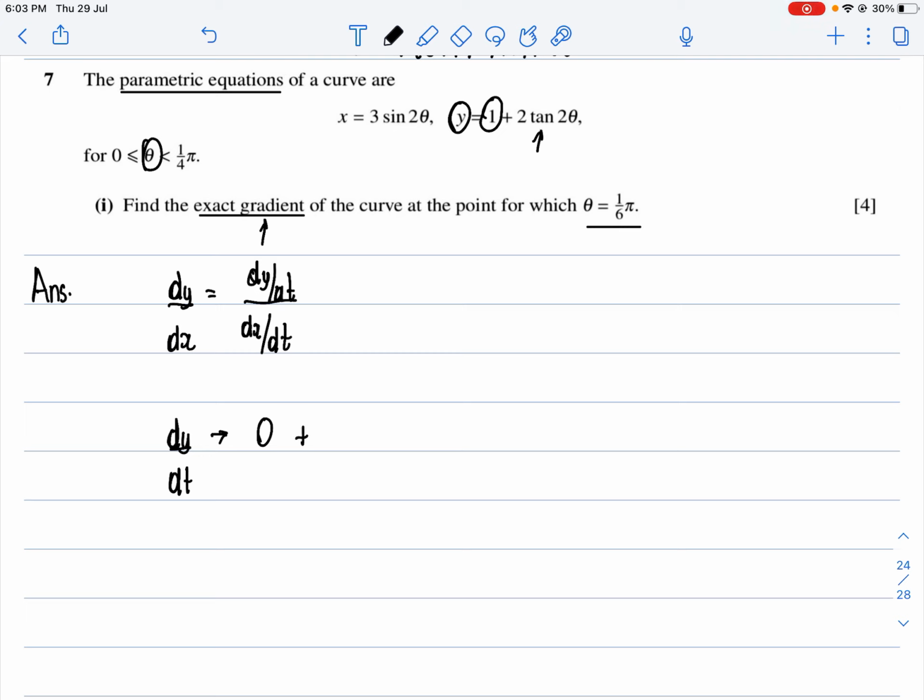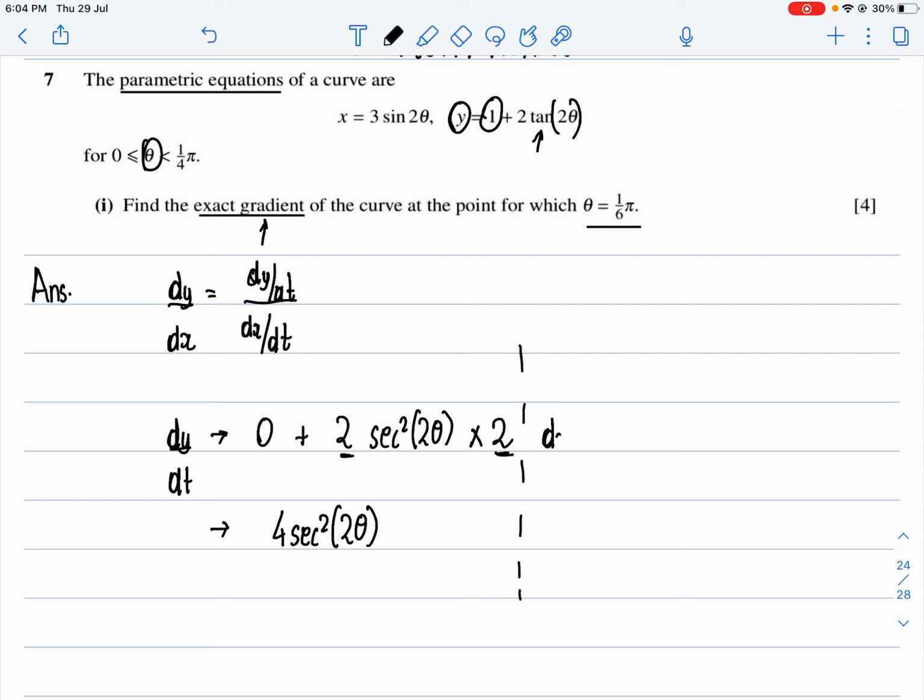What is the differentiation of tan? It's simply sec square. So I can write this as 2 into sec square 2 theta. But this will be multiplied by the differentiation of 2 theta, which is 2. So I can write this as 2 into 2, which is 4. So I can write this as 4 sec square 2 theta. Correct? This is what I have.